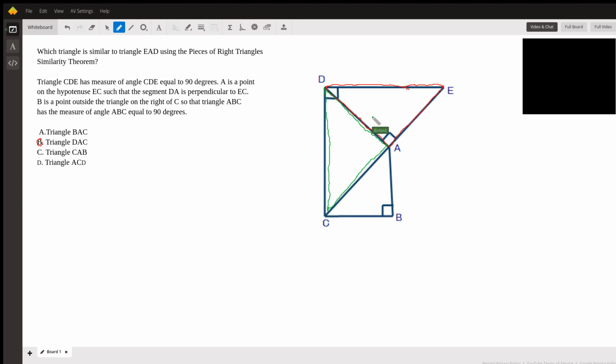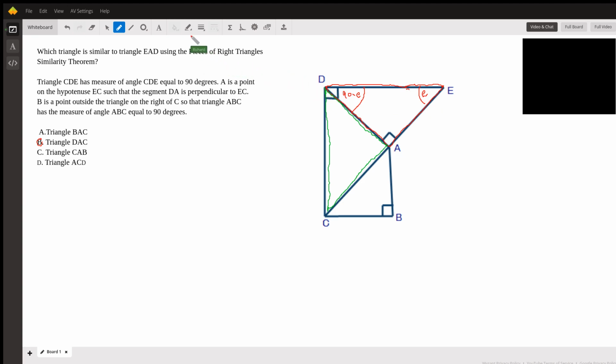Okay. So let's say the measure of this angle is E, just to use something simple. You can see because this red triangle is a right triangle, that's 90 degrees. So this angle up here has to be 90 minus E. I think you would agree with that, right? So 90 minus E plus E is 90. 90 plus 90 is 180.